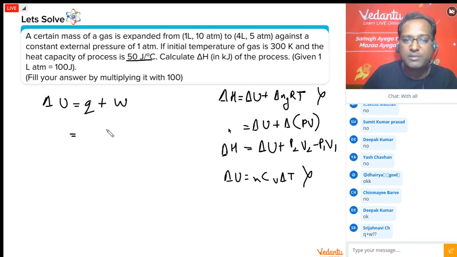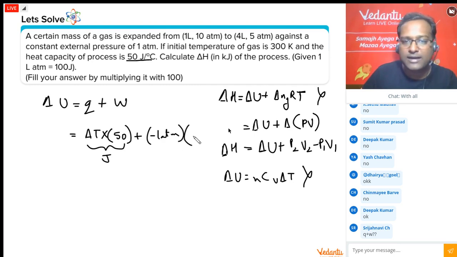Heat transferred will be given as what? Temperature change into the heat capacity, that is 50. So this will give me value in joules. What will be the work done? Because it is an irreversible process, work done is always minus P external into delta V. But this will give me answer in atmosphere liter. This is giving in joules. So what to do? Multiply by 100. So this will be joule per atm liter.